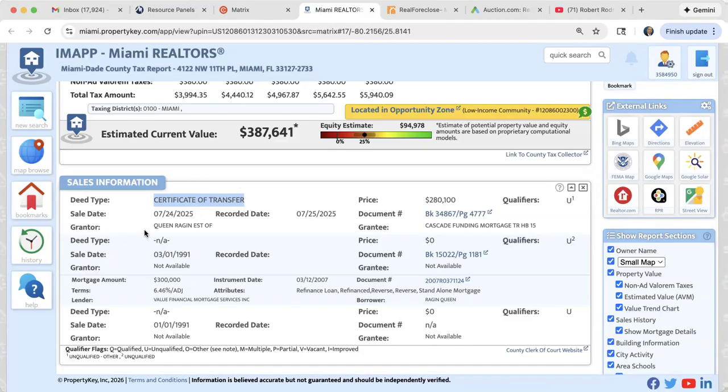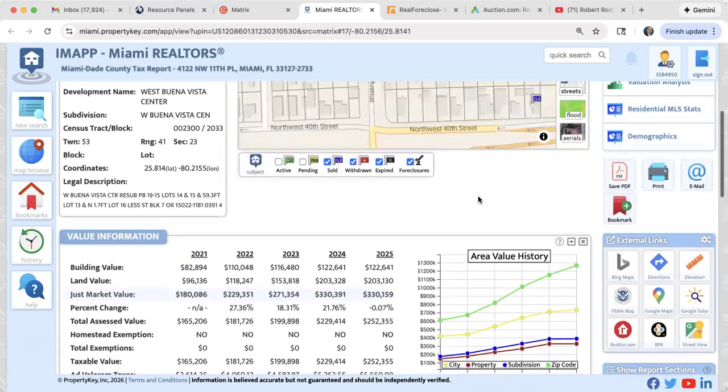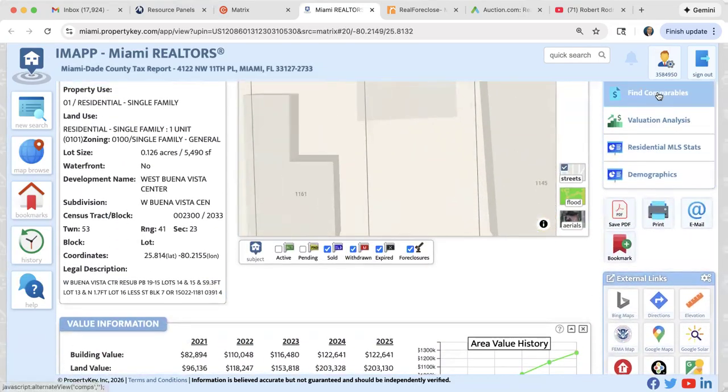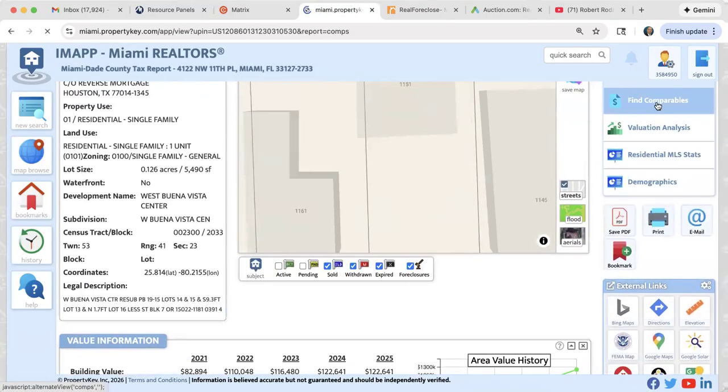The grantor is the person who lost the property, and the grantee is the person that acquired the property, or in this case, the lending institution that acquired the property in foreclosure. The foreclosure took place back in July of 2025 for $280,000. Let's click on find comparables over here on the right hand side.